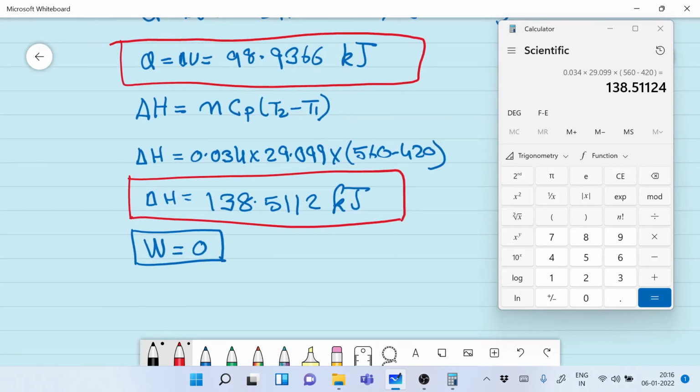So this was all about the calculation for a problem which is a constant volume process.